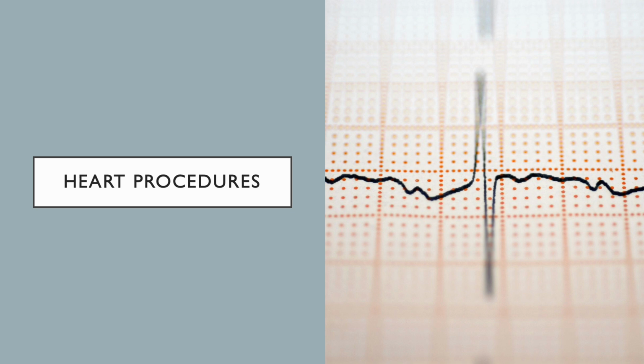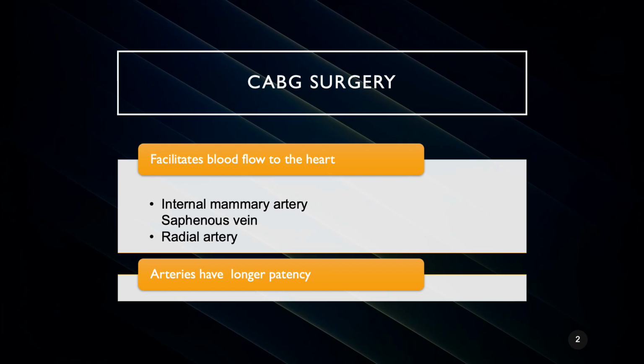We're going to talk about some procedures that they do mainly in hospitals for patients with cardiac illnesses. The first one is CABG surgery. This one facilitates blood flow to the heart. For this, they will use an internal mammary artery, saphenous vein, or radial artery. Arteries have longer patency.